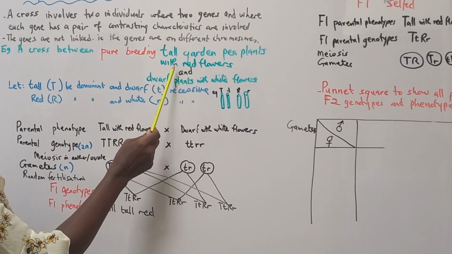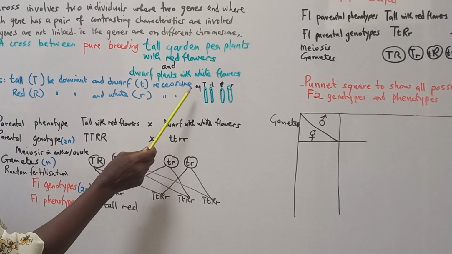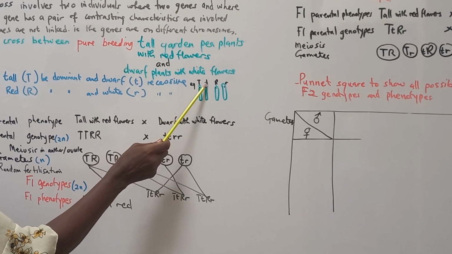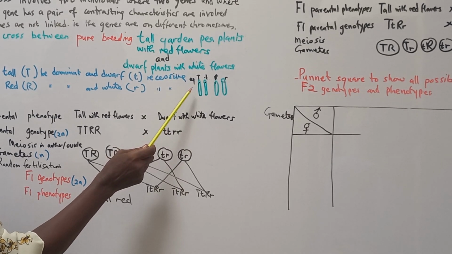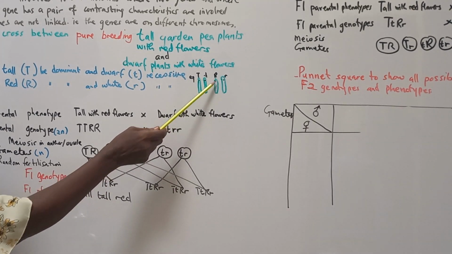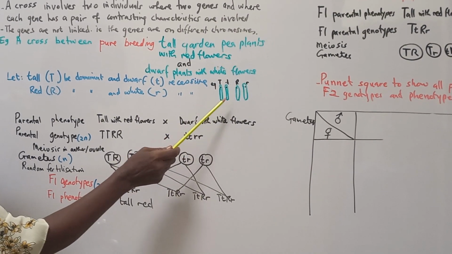And the two genes are on different chromosomes, so the genes are not linked. So you have the gene for height here, with big T and small t alleles. You have the gene for flower color here, with big R and small r, on different chromosomes.